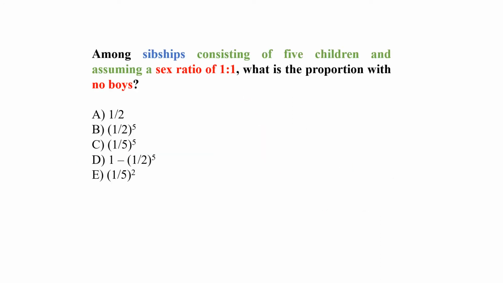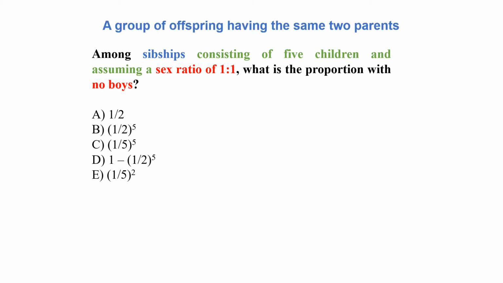Okay, from this question, I made three colors because I want you to pay attention to these three things. So read it, and I will talk about these three things. First thing, the blue one. I want you to remember that these were sibships. It means a group of siblings having the same two parents. It's very common to use that term in genetics books, and maybe you know it. So this means siblings.